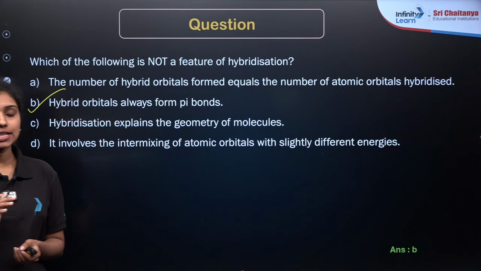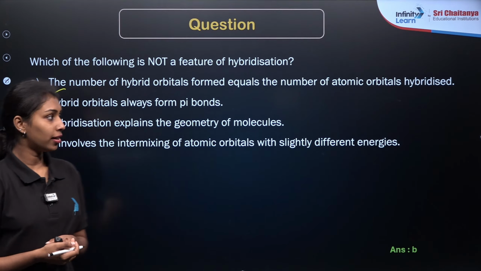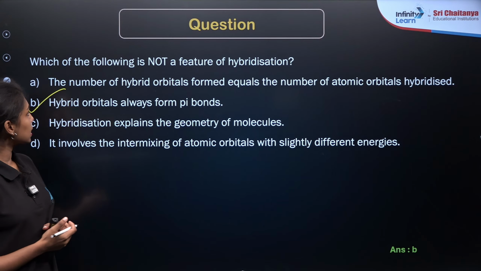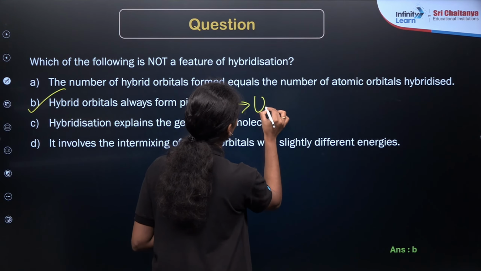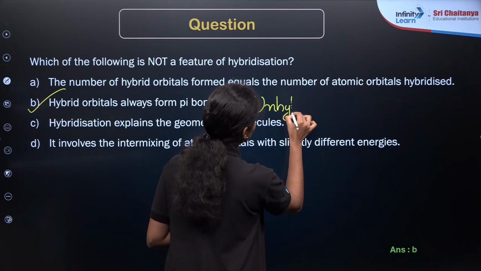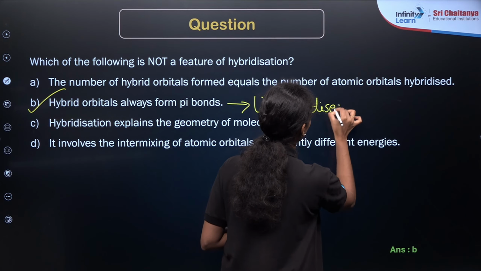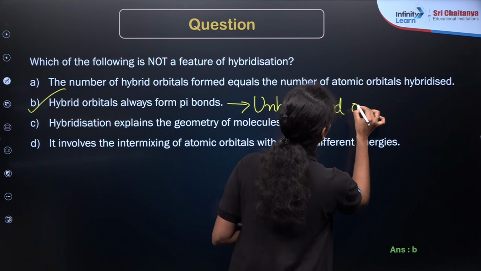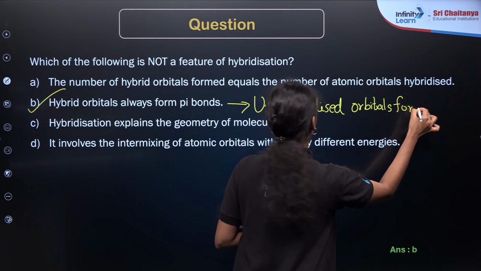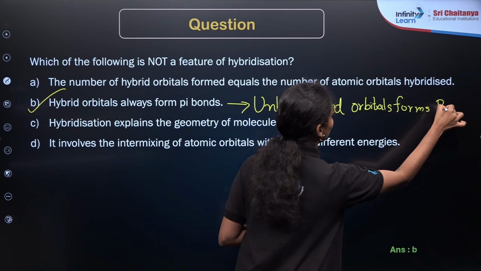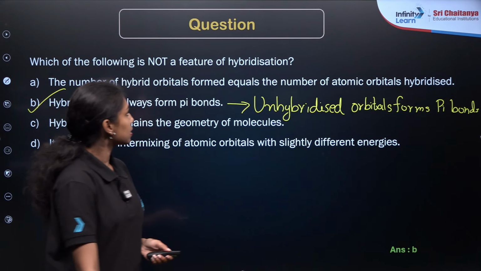While discussing hybridization, we have already seen that the hybrid orbitals do not form pi bonds. Generally, unhybridized orbitals will be forming the pi bonds, right? While discussing carbon and its compounds, we have already discussed how the unhybridized orbitals form the pi bonds. So this is the only incorrect statement regarding the postulates of hybridization. So option B is the correct answer.